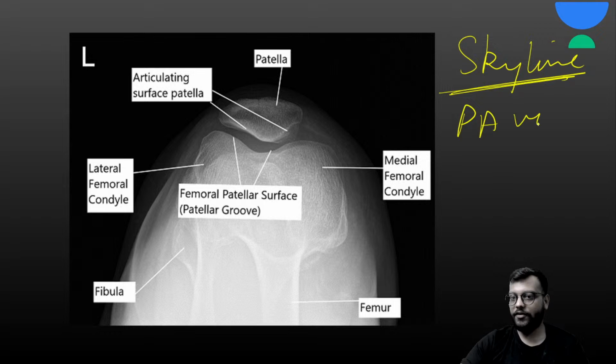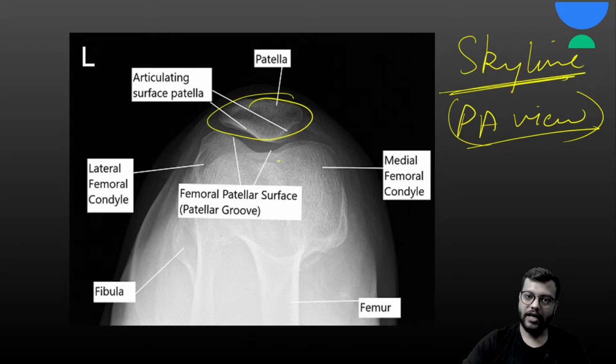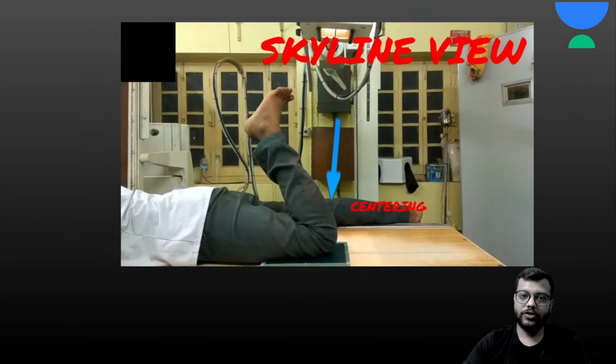Here you can see the patella and this is your femur. Okay, and you do the skyline view like this. Just remember the image: with the patient lying in the prone position with a flexed knee, you expose the x-ray beams like this.